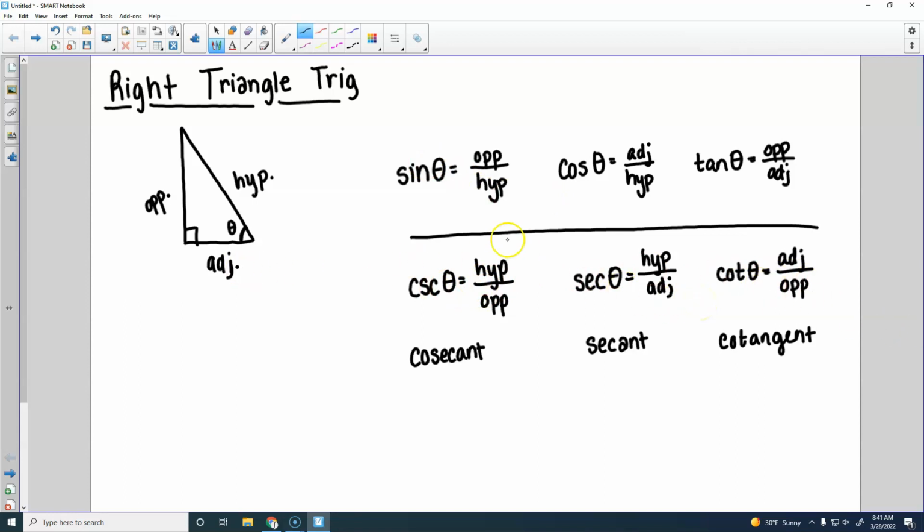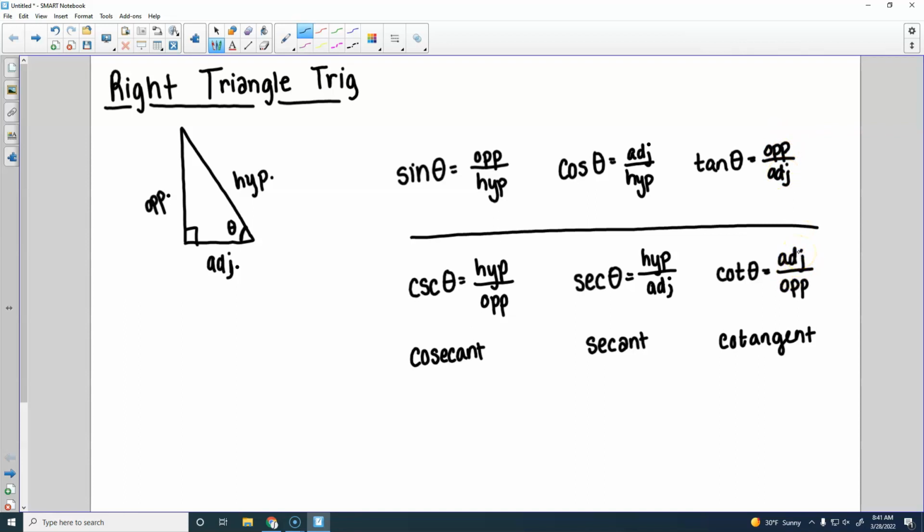To help you remember these, I always teach students for the reciprocal identities that you must have a co with every pair of identities. So obviously tangent and cotangent are going to go together. You got opposite over adjacent for tangent. Cotangent is just the reciprocal of that.